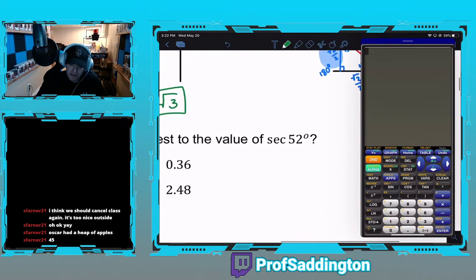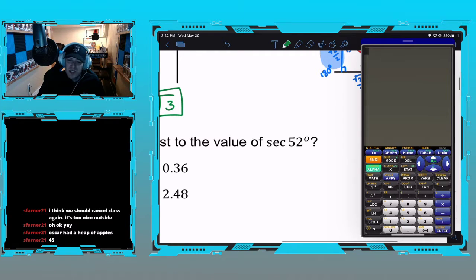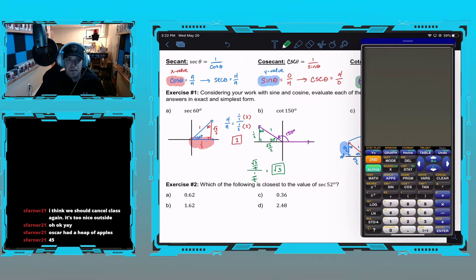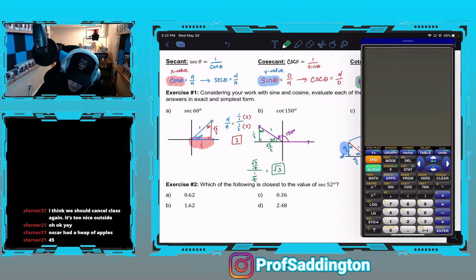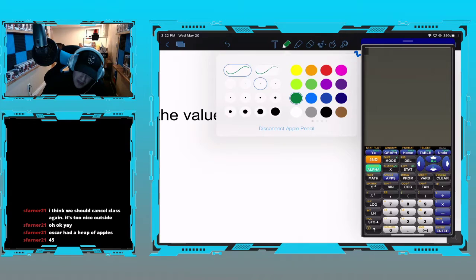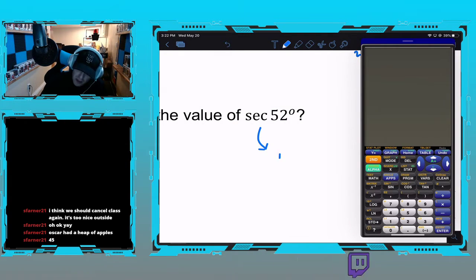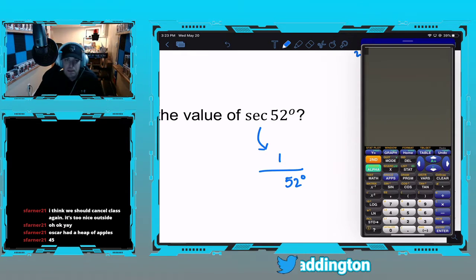So down here we have secant of 52 degrees. So we don't have secant to type into the calculator. So I'm going to look up top, and we said secant is the same thing as saying 1 over cosine. So what I'm going to do is rewrite this as the reciprocal. So if it's a reciprocal, I'm just going to flip it over, and I'm still going to have 52 degrees on the bottom. But instead of writing secant, because it's flipped over, the trig function switches into cosine.